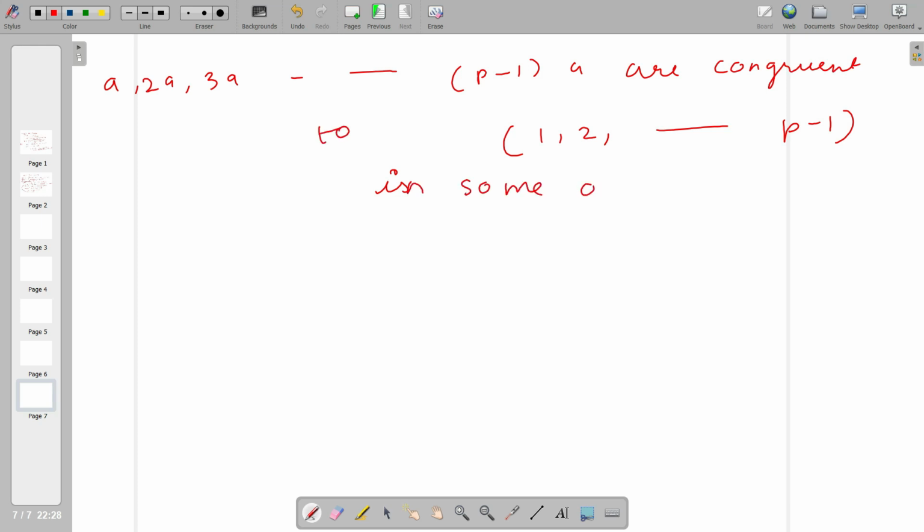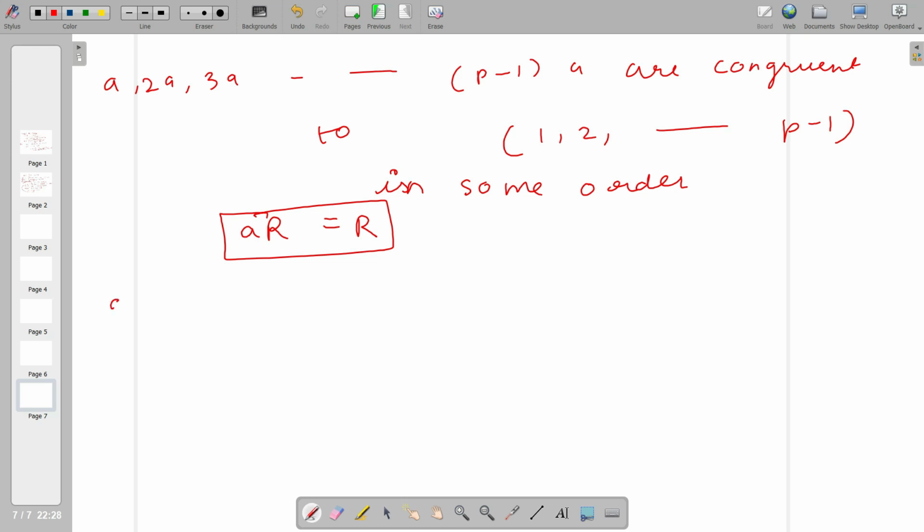What does it mean? It means maybe a is congruent to 3, or 3a is congruent to 2. The order is not the same, but all the numbers of the first set are congruent to the second in some order. So if we write this, it means aR is equal to R. It means a of capital R is equal to R. Up to now we have proved this.